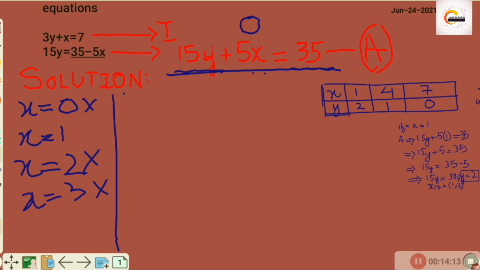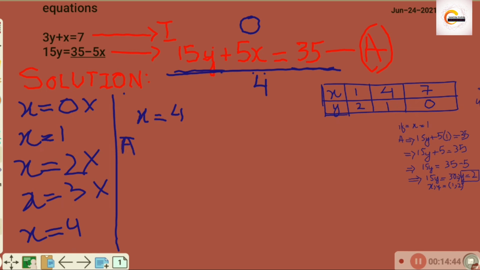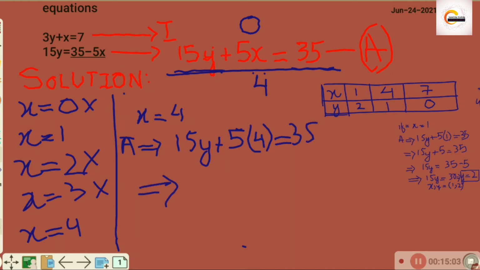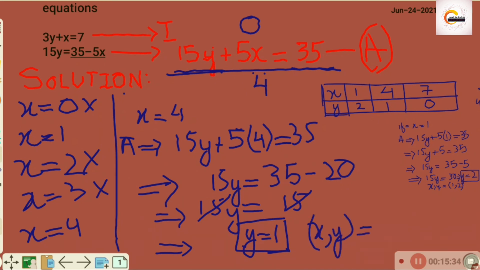Okay, let's see if we can put x equals 4. So 5 multiplied by 4 is 20, and this 20 will go on the other side. 35 minus 20 is 15. If x equals 4, then our equation A will be 15y plus 5 multiplied by 4 is equal to 35, and 35 minus 20 is 15. 15 cancels, y is equal to 1, and x comma y is equal to 4 comma 1. Got the second point on our graph.